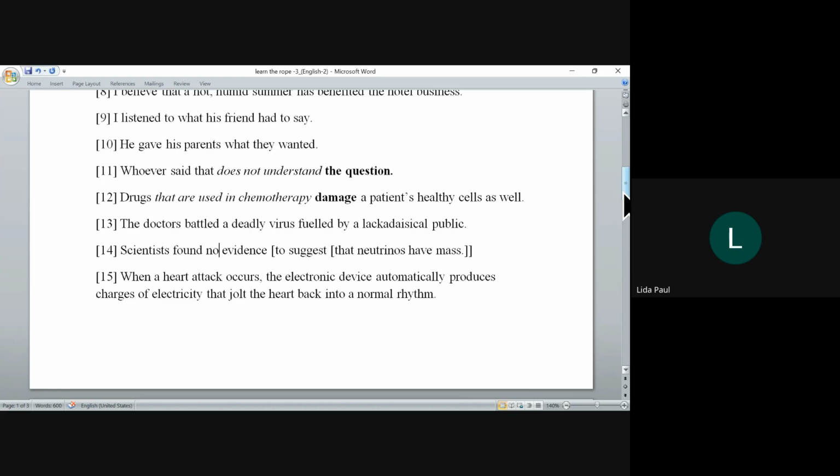Scientists found no evidence. So scientists is your subject, right? Found is your main verb. Scientists found no evidence to suggest that neutrinos have mass. So to suggest that neutrinos have mass, that whole part would be a subordinate clause. And within that subordinate clause, you have another one, that neutrinos have mass. So what is this, that neutrinos have mass?